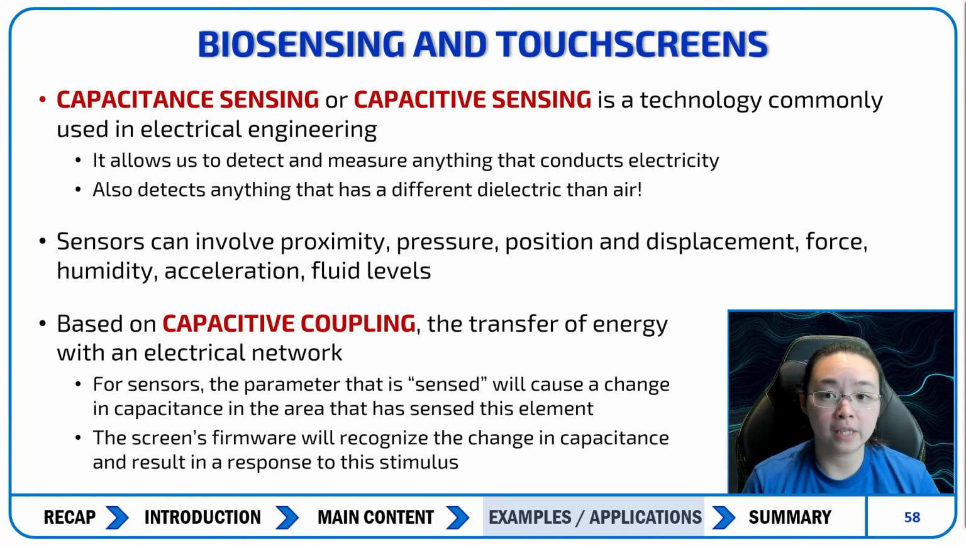Next, we take a look at biosensing and touchscreens. So capacitive sensing or capacitance sensing is a technology commonly used in electrical engineering. It allows us to detect and measure anything that conducts electricity, and it also detects anything that has a different dielectric than air. So when we're talking about biosensors or any type of sensor, it can involve proximity, pressure, position and displacement, the application of force to a specific location, humidity, acceleration, fluid levels, anything.